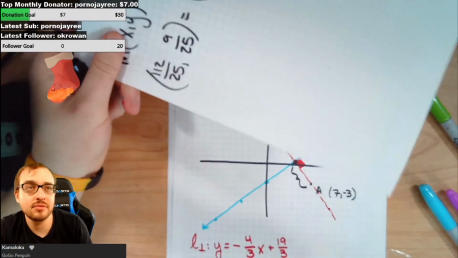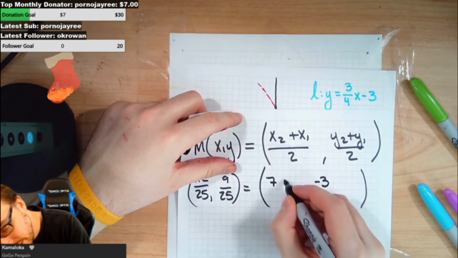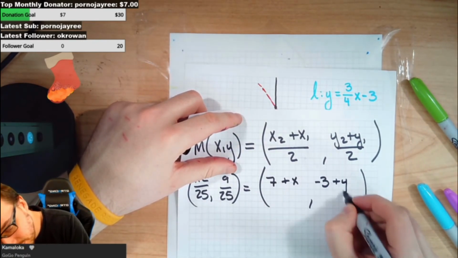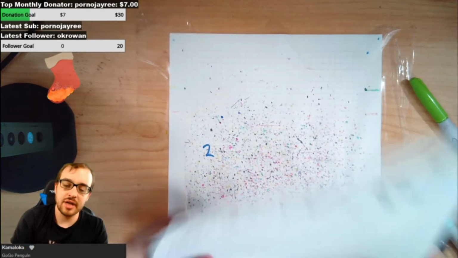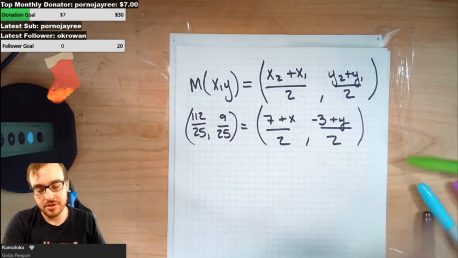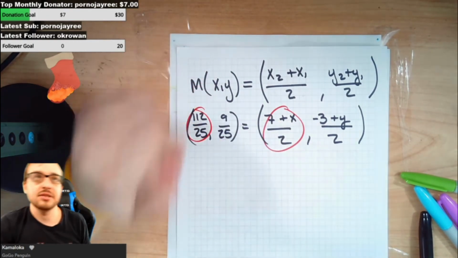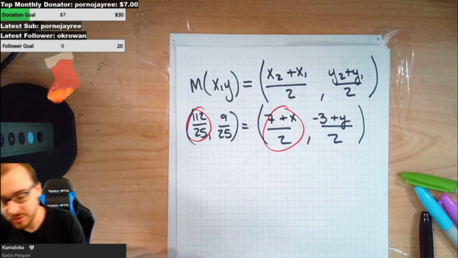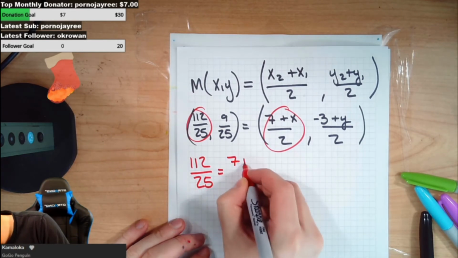And we know only one of these points. I know 7, negative 3 is our starting point. So 7 for x, negative 3 for y. We don't know the other x or the other y. So all we have to do now is solve for x and y. I know that this right here is my x coordinate, which means it should equal this x coordinate, right? They're equal. So I know 112 over 25 should equal 7 plus x over 2.